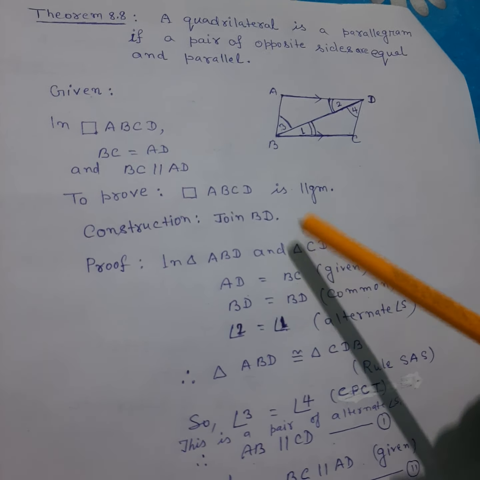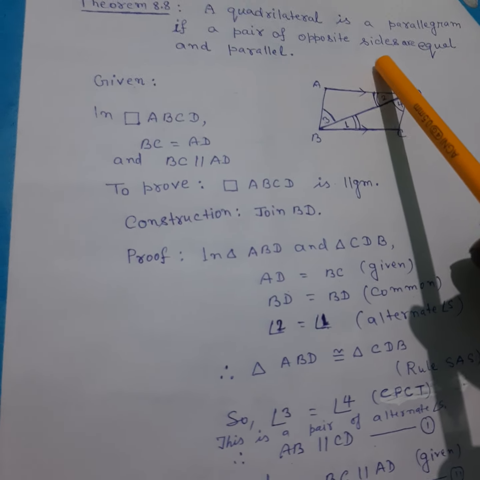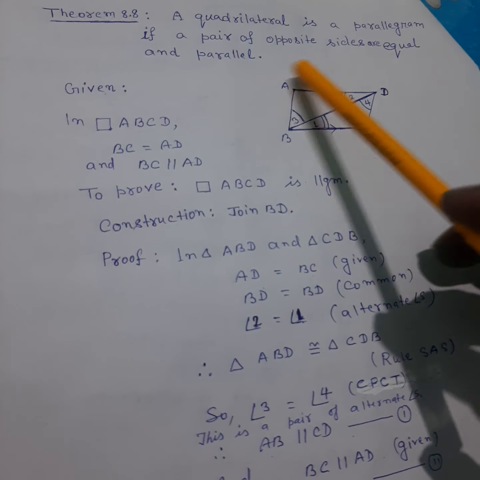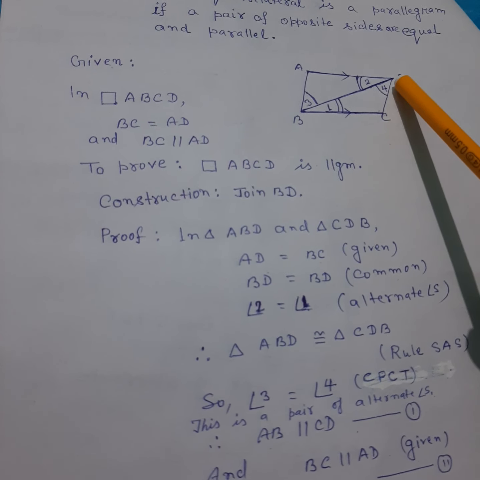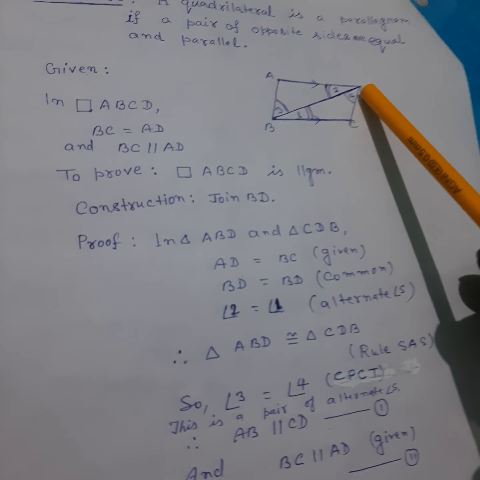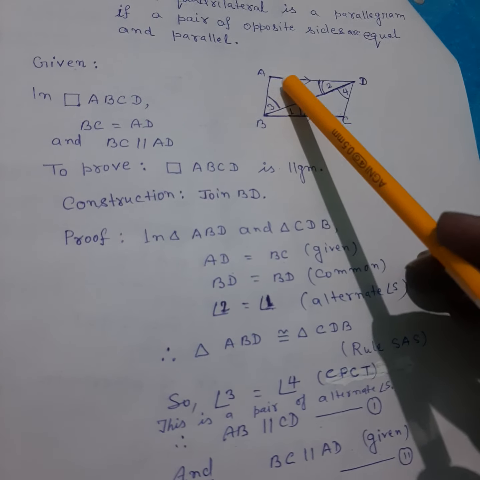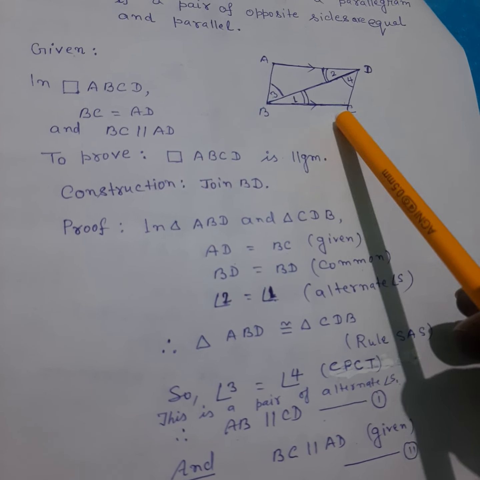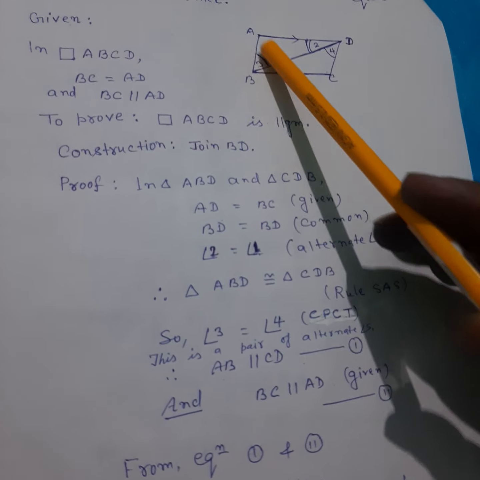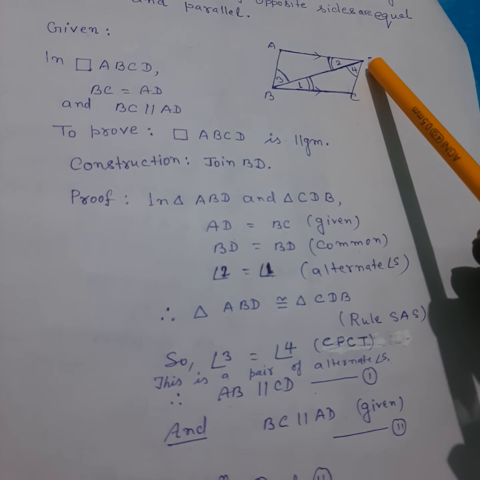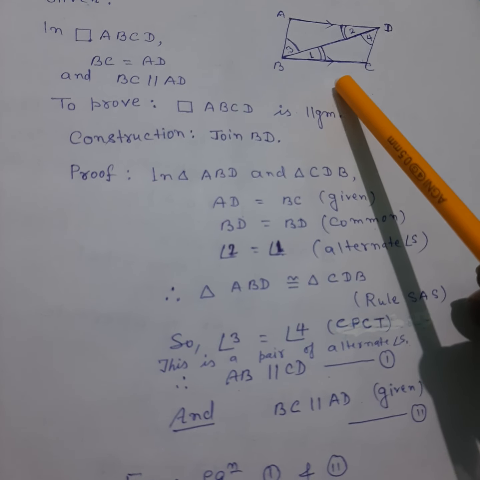Theorem 8.8: A quadrilateral is a parallelogram if a pair of opposite sides are equal and parallel. Given here, ABCD is a quadrilateral in which BC equals AD and BC is parallel to AD. Now we have to prove that ABCD is a parallelogram. Here we have to prove that opposite sides are parallel.